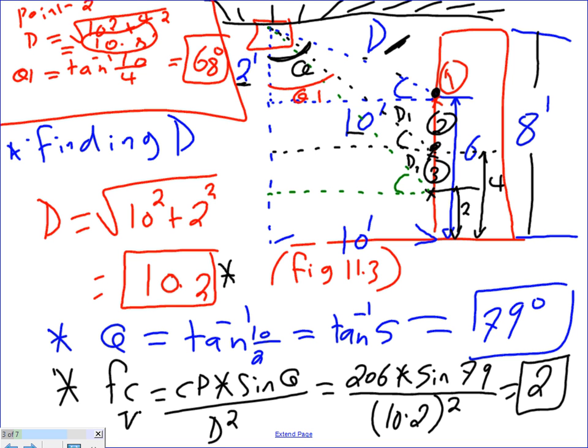I'm not going to do it, but you guys go plug in the distance and the angle in this formula and find the foot candle at point 2. Any question, guys, about this?